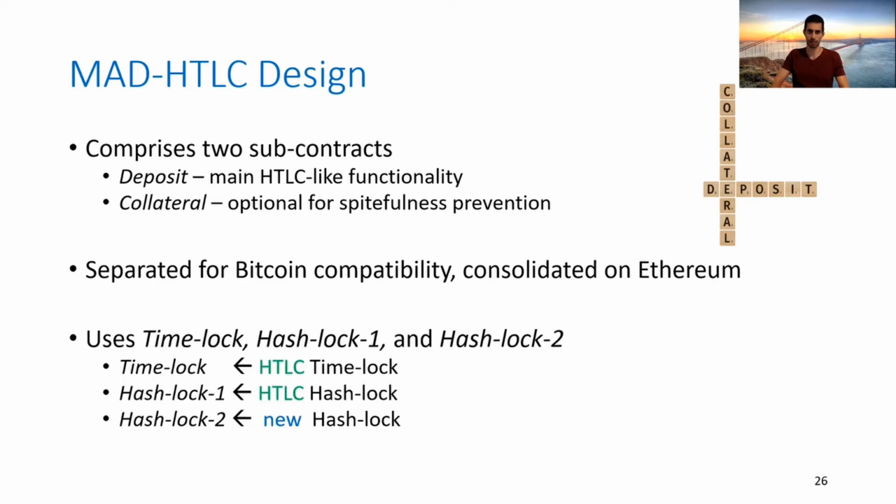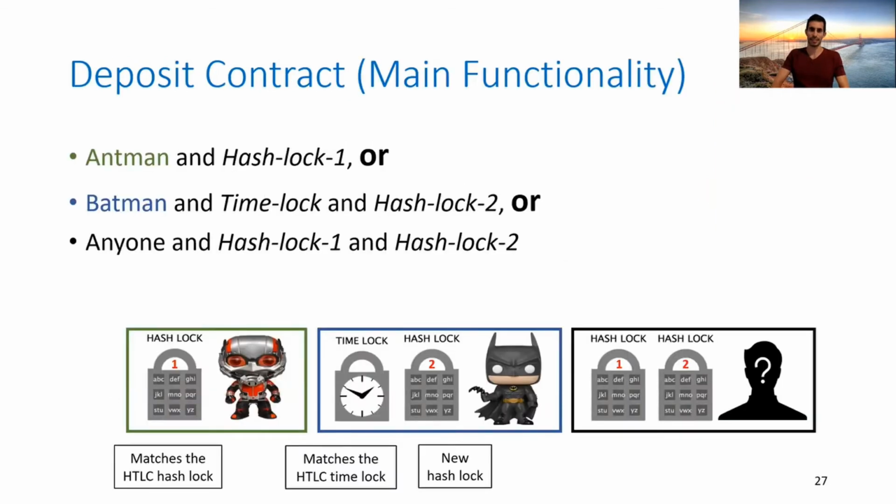The contracts use a time lock and 2 hash locks, denoted by hash lock 1 and hash lock 2. The time lock is just like the HTLC time lock, and hash lock 1 is just like the original hash lock in HTLC. Hash lock 2, however, is an addition from MAD-HTLC. The deposit predicate has 3 redeem options. Either Ant-Man gets the tokens by solving hash lock 1. This is just like in the original HTLC.